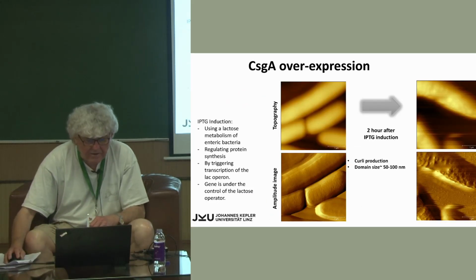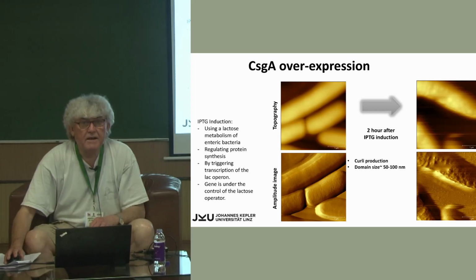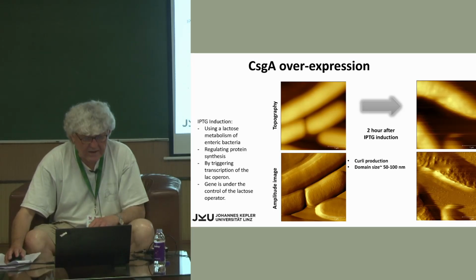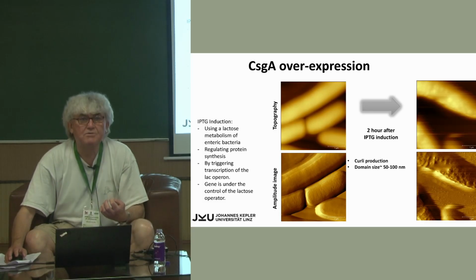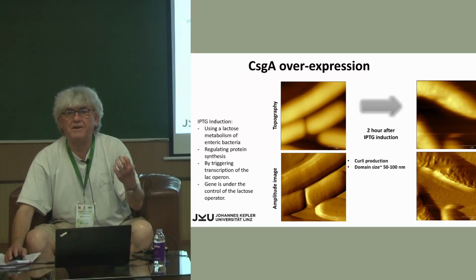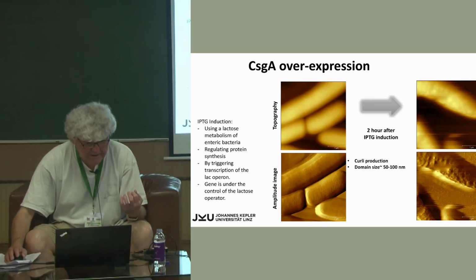And you can also manipulate this production. The protein that is involved in the curli formation is CsgA. And this can also be genetically induced. You can induce the expression of the curli, just genetically.